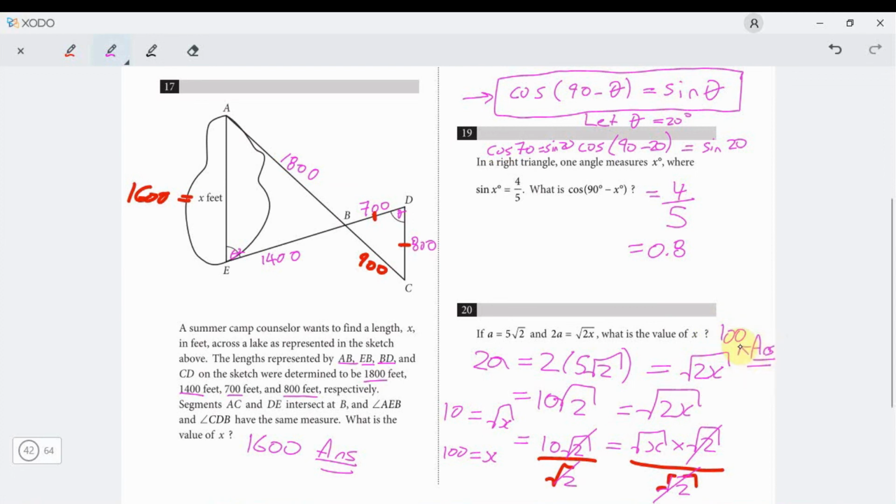X is 100. Wow! And that completes this video right here. That completes section 3. That was a very easy test, right? Very easy test.